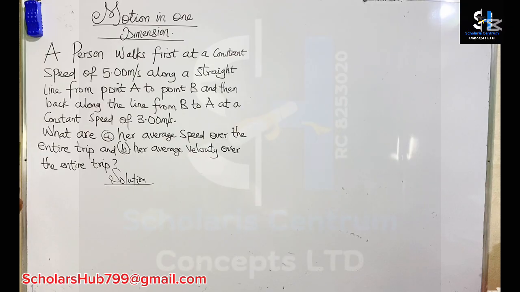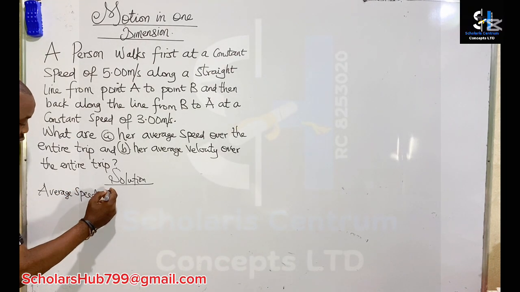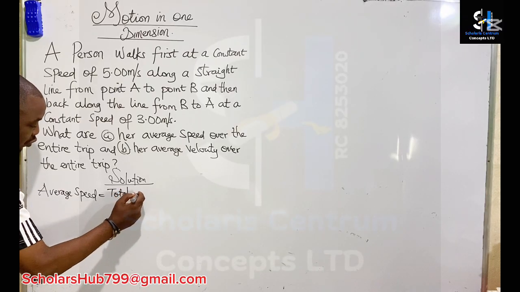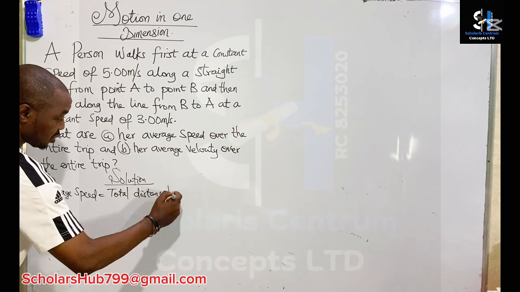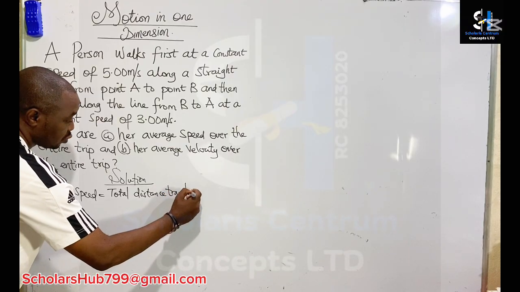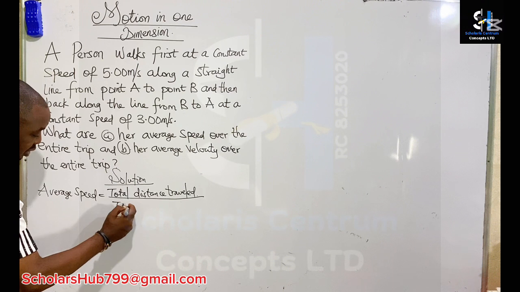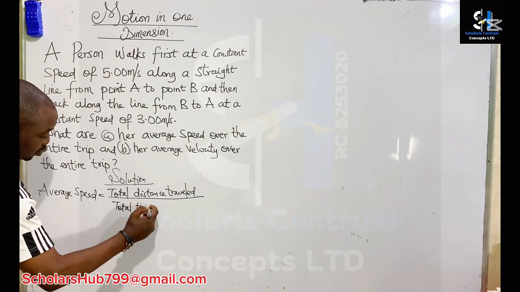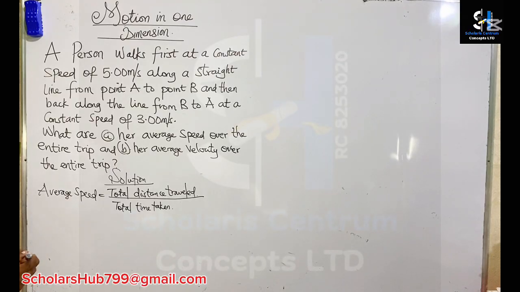First things first, we need to understand that when we talk about average speed, in terms of measurement, average speed measures total distance traveled over total time taken. Now, what is the total distance traveled?